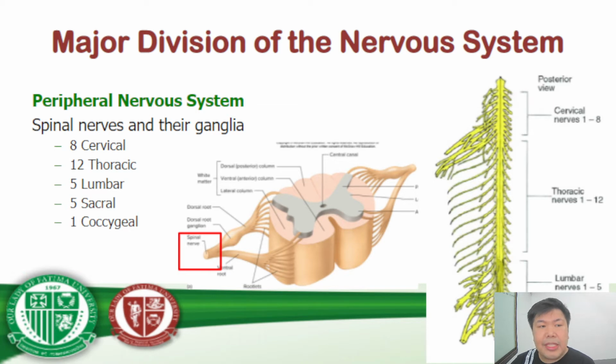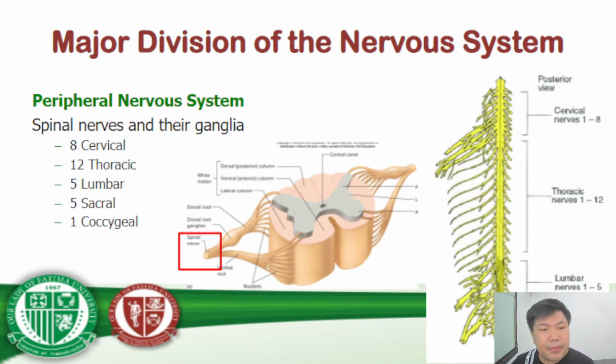And similar to the spinal cord, may mga segments din yung ating spinal nerves, no? We also have the cervical segments. We also have the thoracic nerves, the lumbar nerves, and the sacral and coccygeal nerves. So basically, they're almost the same. The only difference is that the peripheral nerves go outside, while the spinal cord is a spinal cord.